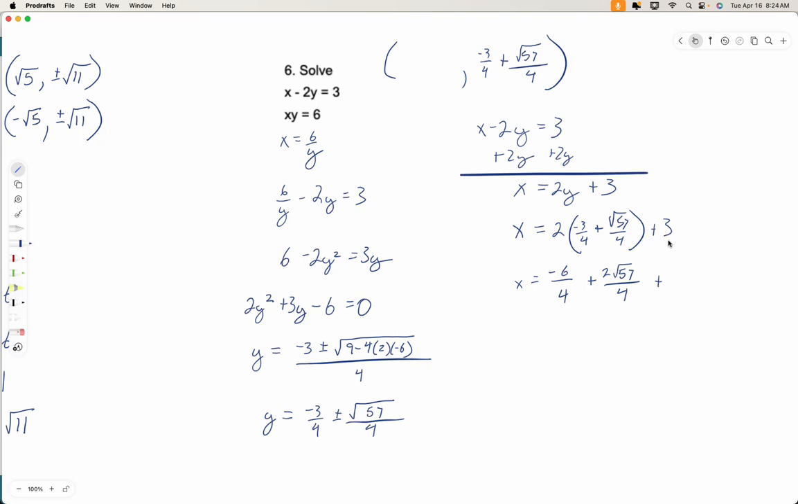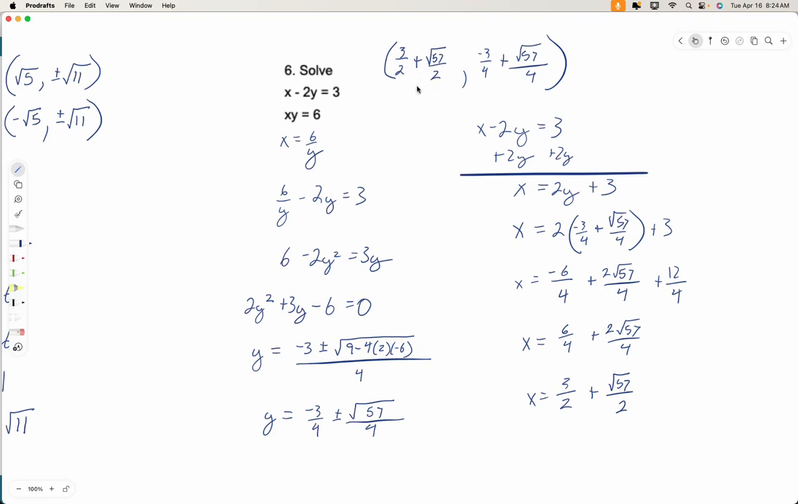Plus, and I'm going to make this have a common denominator of 4. So that'd be 4 times 3. That'd be 12 over 4. So when I add 12 and negative 6, x is equal to 6 over 4 plus 2 times the square root of 57 over 4. All of that reduces. x is equal to 3 over 2 plus square root of 57 over 2 when this is positive. So 3 over 2 plus square root of 57 over 2.